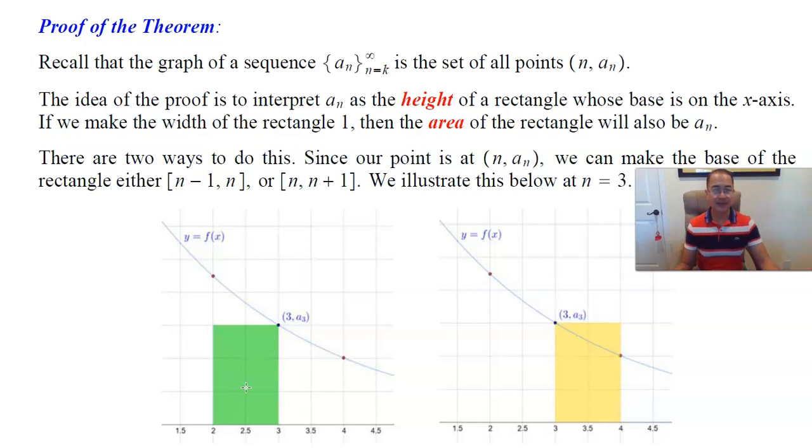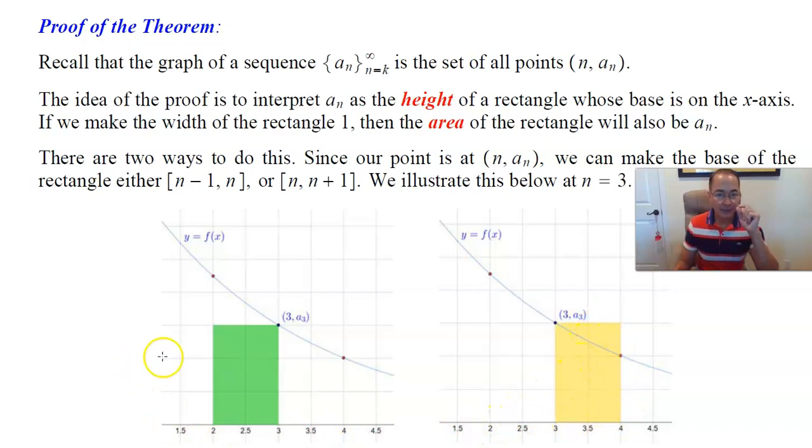Okay, now, I hid this rectangle and I made another rectangle. So we start with the same corner, 3, a sub 3. But this time, I go to 4. Okay, so the width of the rectangle is again 1, and the height is a sub 3. So the area of this rectangle is also a sub 3. It's exactly the same rectangle, except it's moved now to the right, right? It's actually drawn over here between 3 and 4.